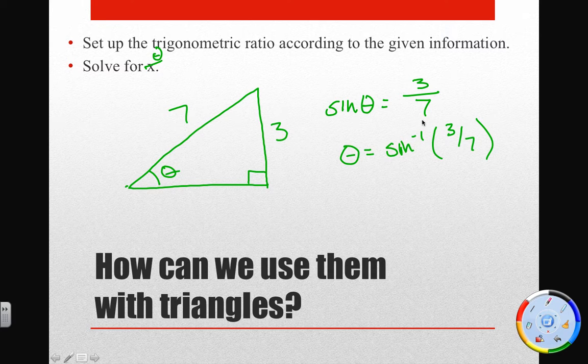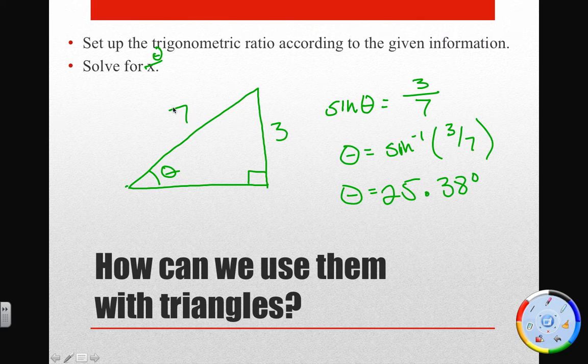Make sure you actually plug it in just like this in your calculator. Make sure you close the parentheses. Sometimes the calculators get confused. I want to be in degree mode because we're dealing with a triangle, and I like angles in degrees here. So theta is equal to 25.38 degrees. So what you have determines what function you're going to use.